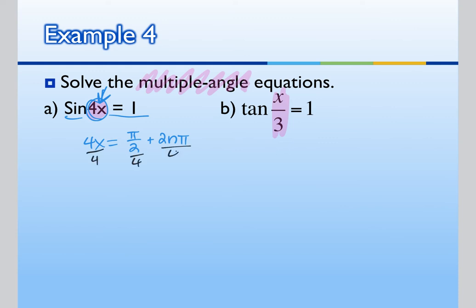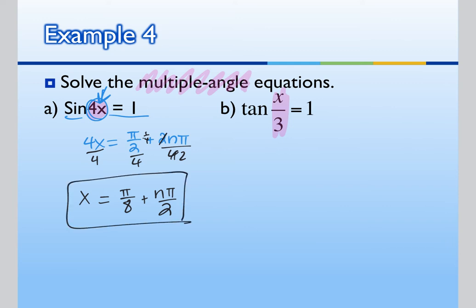Both of these terms get the 4, and I would get x equals, this dividing by 4 is the same thing as multiplying by a fourth, so this would be pi over 8 plus 2 goes into 4 twice, n pi over 2. So not only does it change the first answer, but it changes the interval after that as well. So what would our first answer be? Your first answer was pi over 2, but then you had to divide that by 4. So it's pi over 8. And then every interval after that is now n pi over 2 instead of 2n pi.